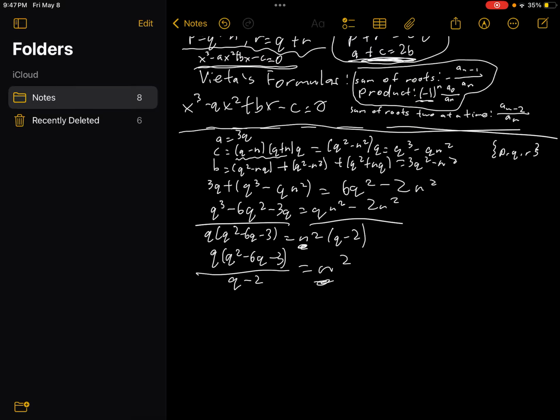So basically, notice that since p is not equal to q and is not equal to r, what does it mean that n is the difference between them? This just means that n has to be not equal to 0. And as long as n is not equal to 0, this means that n squared will be greater than 0, because even if n was on the negative side, its square will still be greater than 0. So this just means that we can write q times q squared minus 6q minus 3 over q minus 2 is greater than 0.